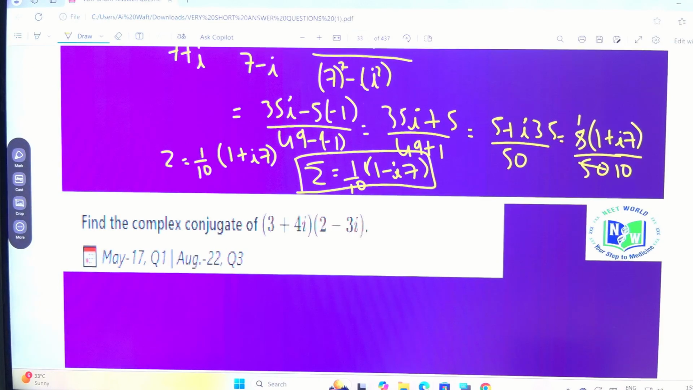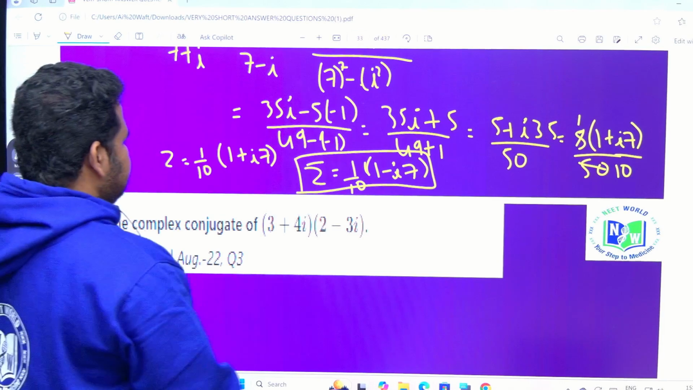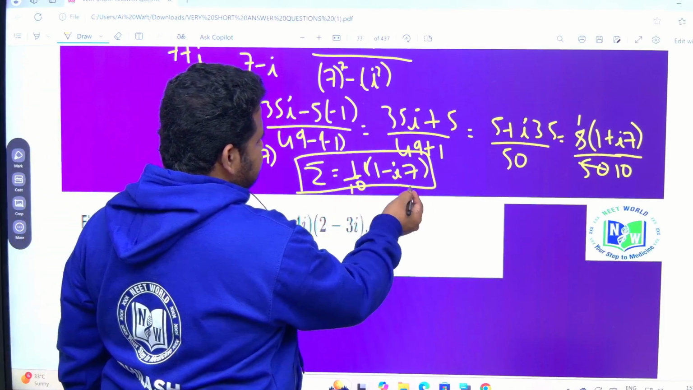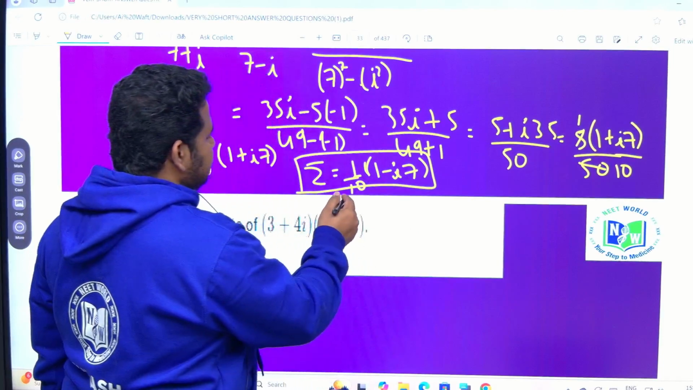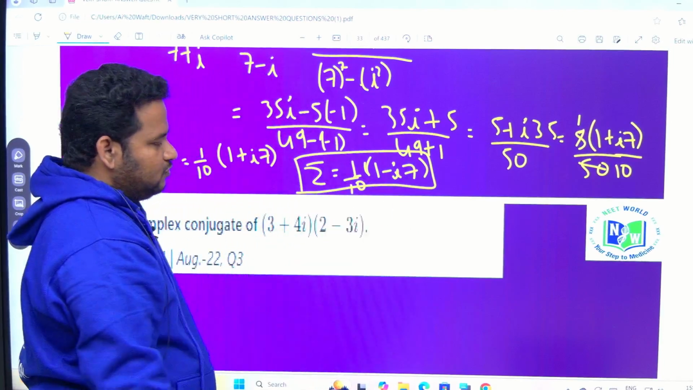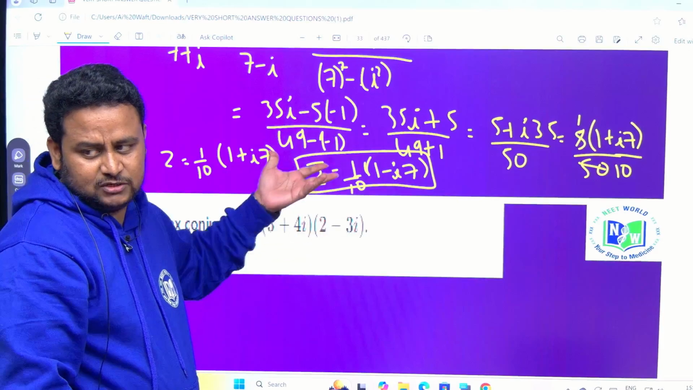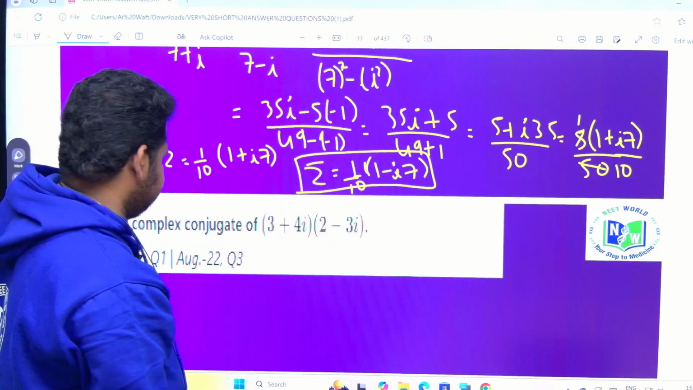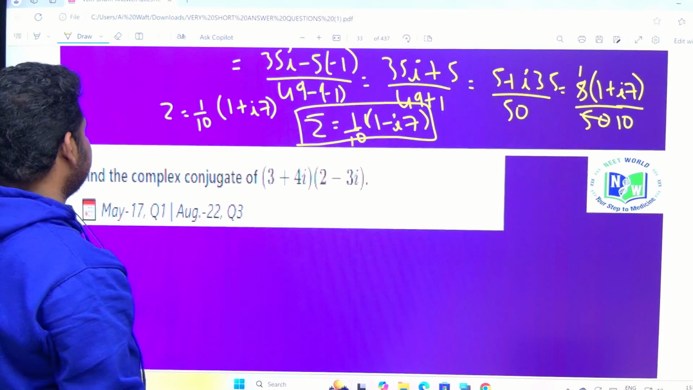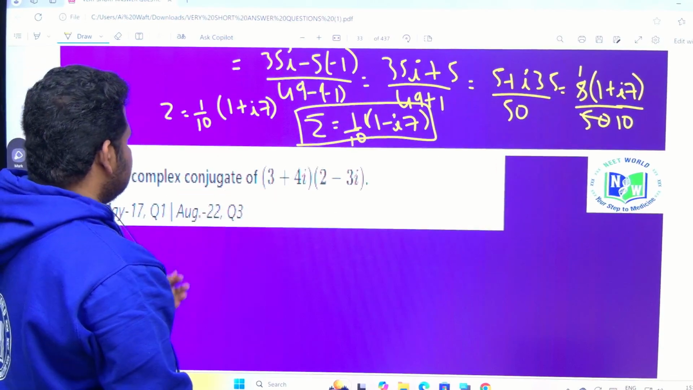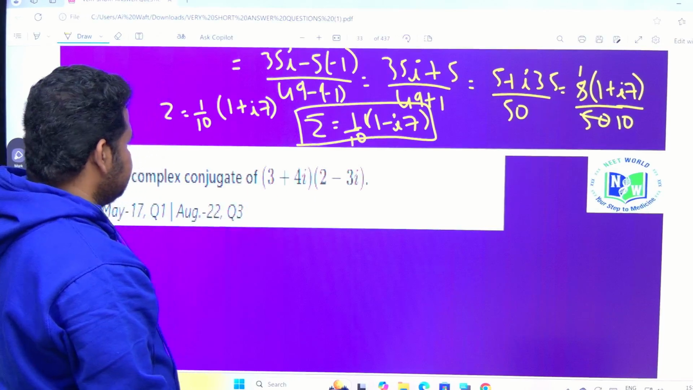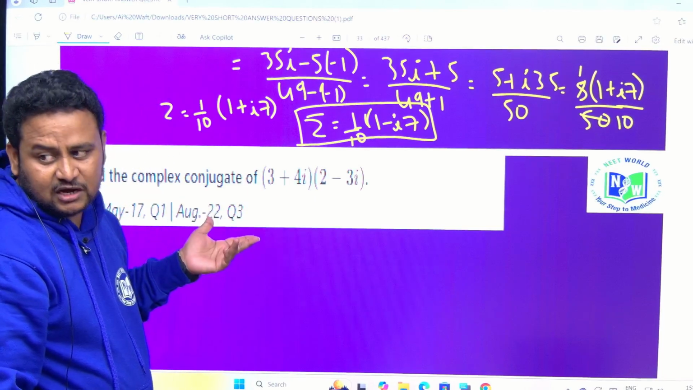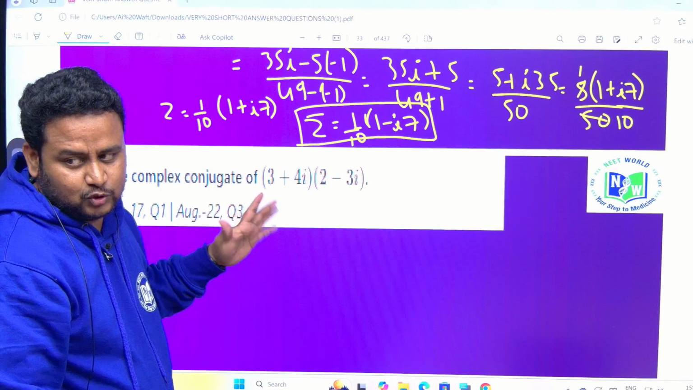1 by 10 into 1 minus 7i by 10, same thing. You can keep it as it is. Find the complex conjugate of this number. Even if the conjugates are the same, don't get confused.